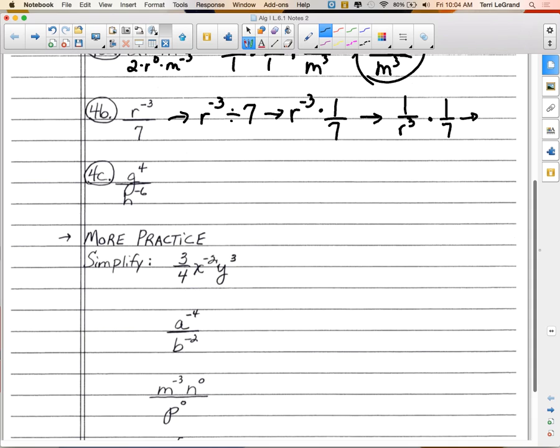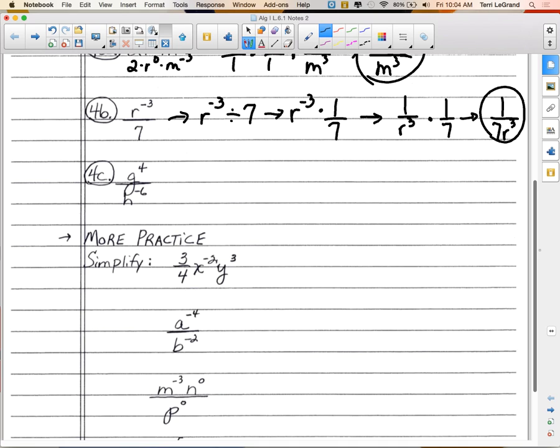And now we would multiply across: 1 times 1, 1, and r to the 3rd times 7. Here's what algebra likes. Algebra likes the constants in front and the variables behind them. So how are we going to write this? 7r to the 3rd power. So the constant in front, the variable part behind it. 1 over 7r to the 3rd power. Okay.